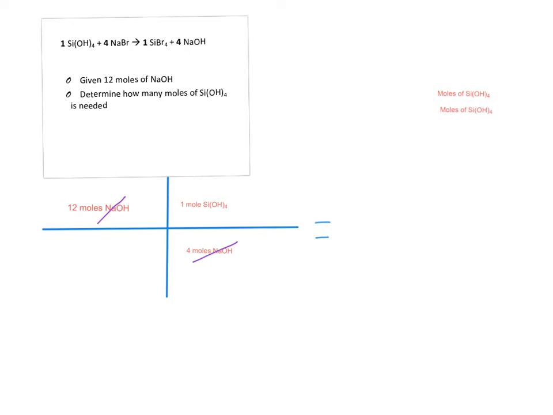Remember that anything above the line, we multiply, and anything below the line, we divide. So 12 times 1 is 12 moles of Si(OH)4 divided by 4, which would then give you 3 moles of Si(OH)4.